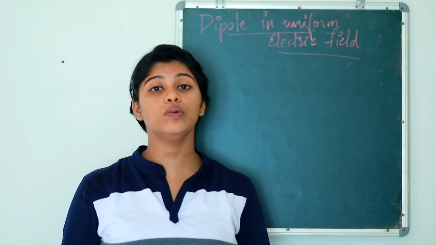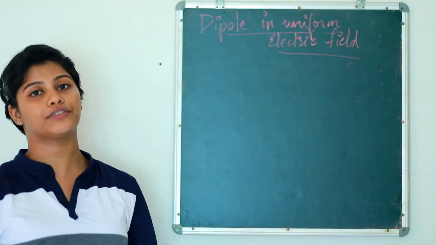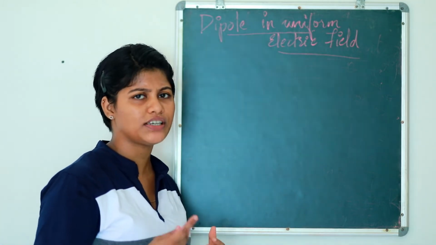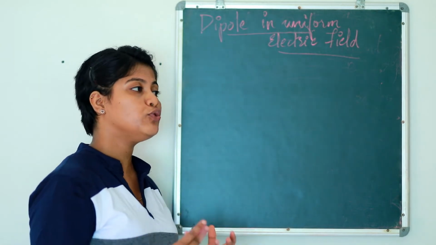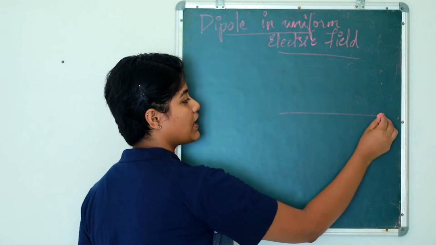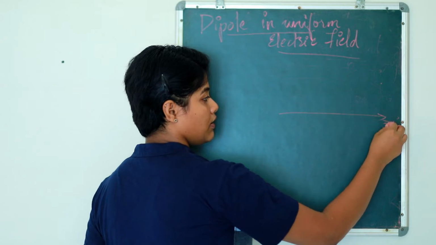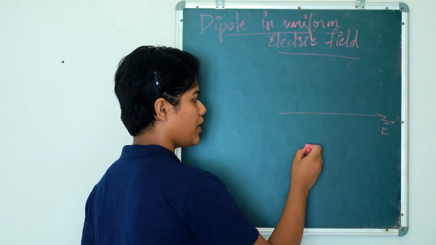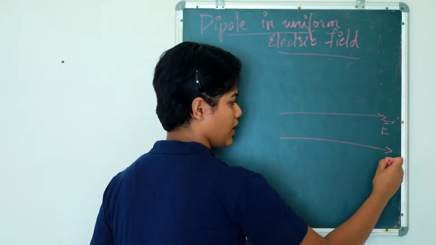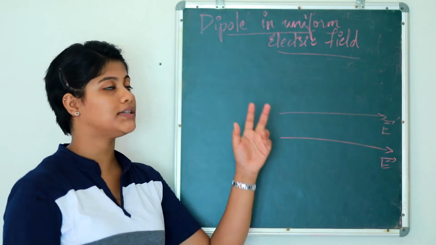Now we are going to move into the last topic, that is dipole in uniform electric field. What happens to a dipole when it's placed in uniform electric field? For that, we are going to consider some electric field lines to be represented as straight lines. One line is enough to avoid confusions. Okay, two lines. So this is the electric field, and now we are going to place a dipole here.